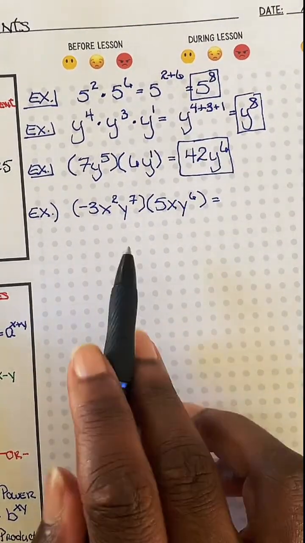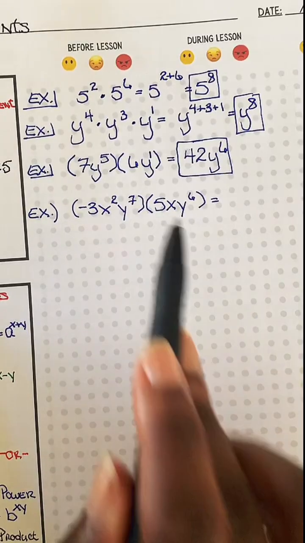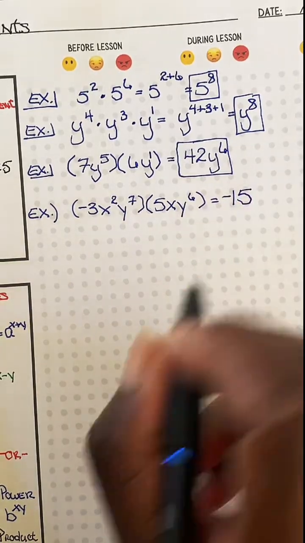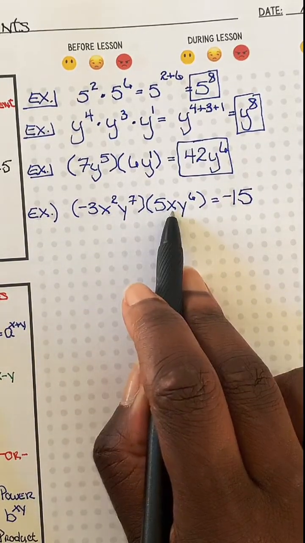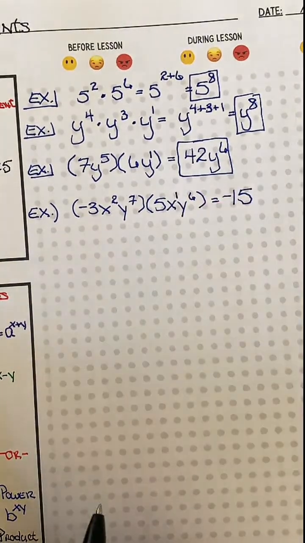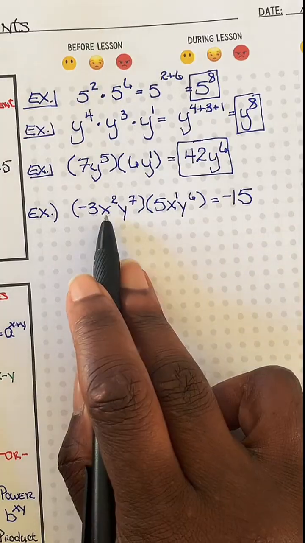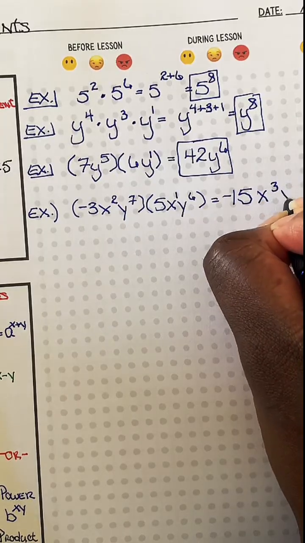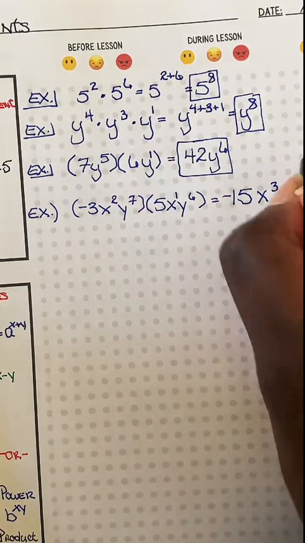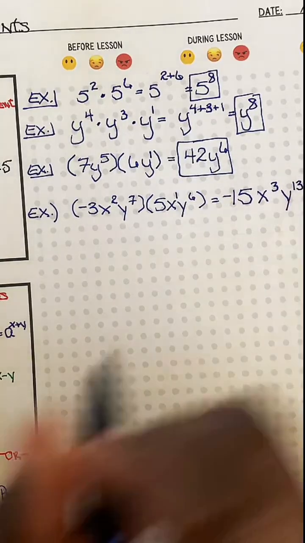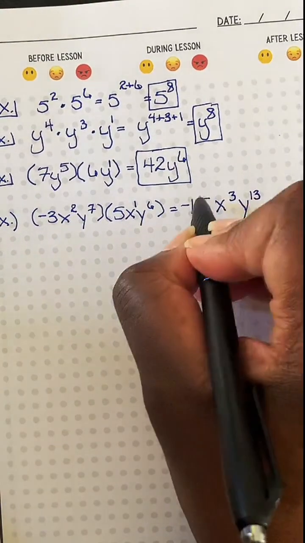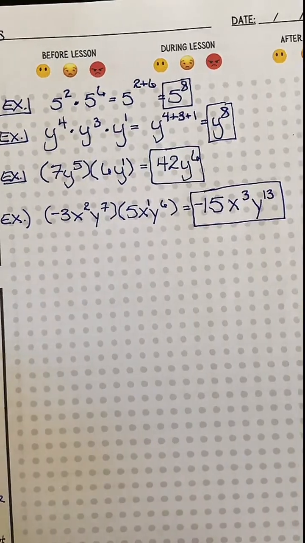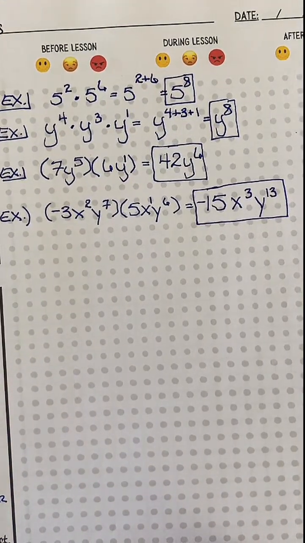Okay, so here we go. Negative 3 and positive 5 gives negative 15, so we all got that part. So we have x squared and we have an x. Remember that x is going to give me 1 as my exponent. So for x, 2 plus 1 gives me 3. Then we have our y's. We have 7 and 6. That gives me 13. So our answer is negative 15 x cubed y to the 13th.